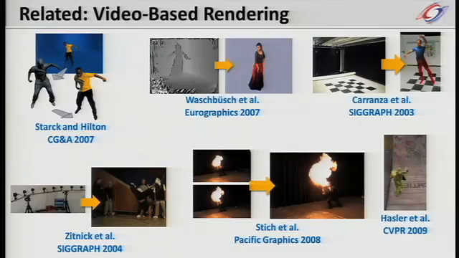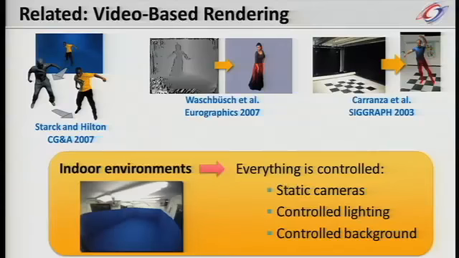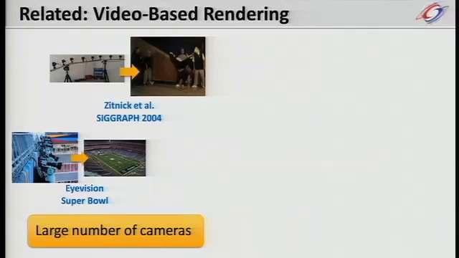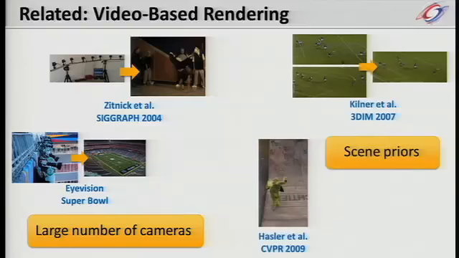But most of this work focuses on indoor environments where everything is controlled, from the cameras, which are static, to the lighting and the background. Some approaches relax this constraint by resorting to a large number of cameras, like in this case. But only a few of them have tried to address outdoor scenarios, and mainly by resorting to some scene prior, like a prior on the environment, like a soccer field, which is a plane, or a prior on the dynamic element of the scene, like there is a human in a motion capture system.